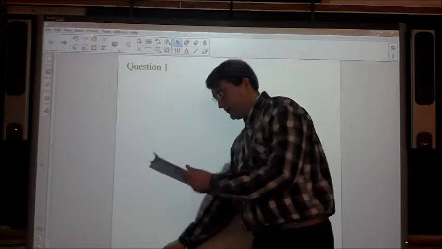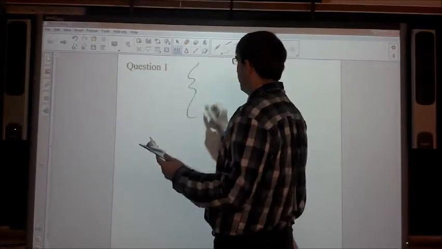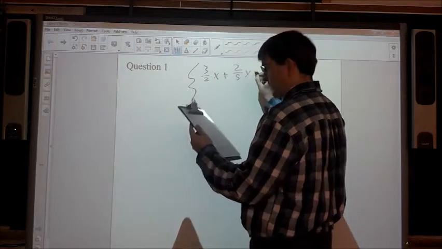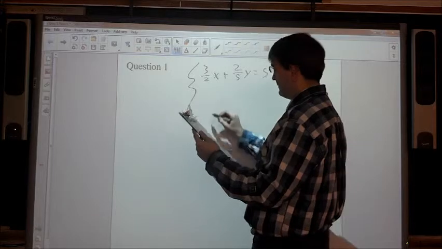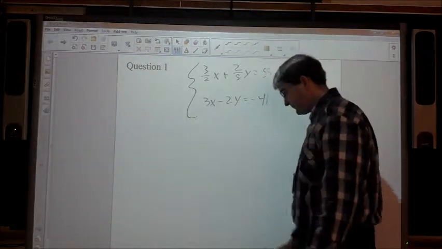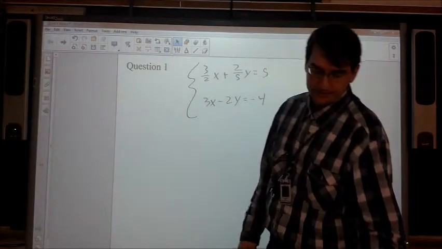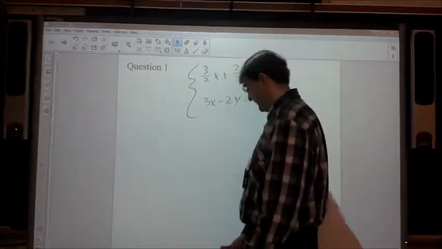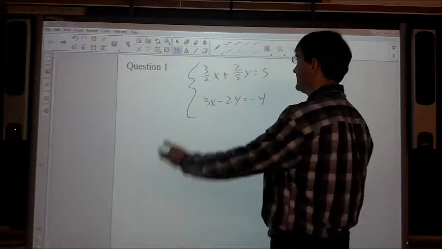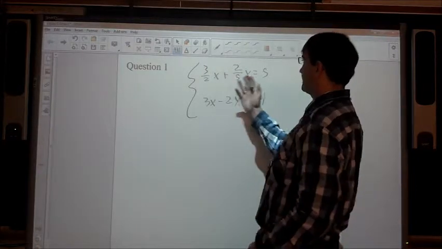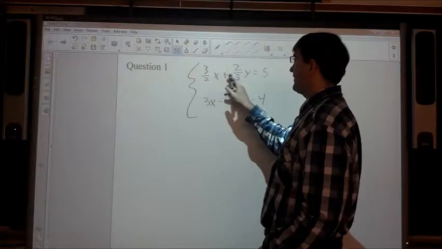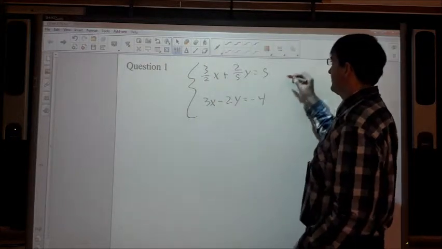So, question 1, we have a system. 3 halves x plus 2 fifths y equals 5, and 3x minus 2y equals negative 4. We have fractions, in other words, and we'd like to figure out, well, what do we do about the fractions? And you should deal with the fractions in the same way that you've always dealt with fractions. Find a common denominator. We only have the fractions here, so we'll only deal with the common denominator there. So we have 3 over 2x, 2 over 5y, and then just plain old 5.